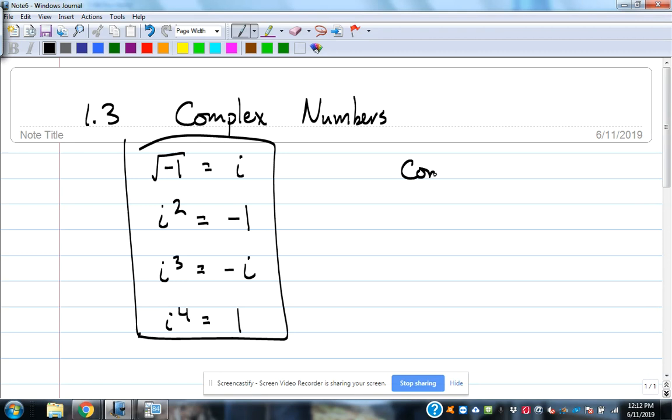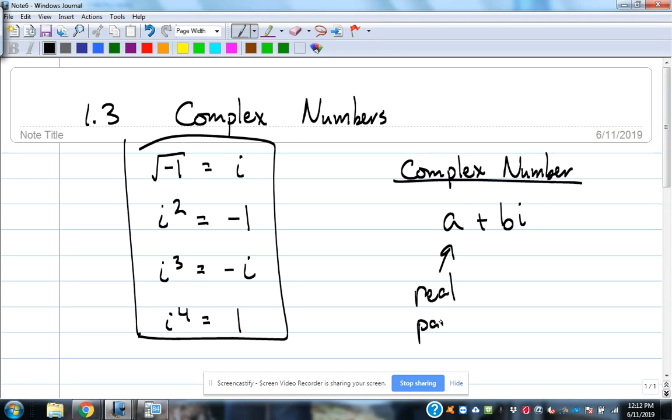When you're dealing with a complex number, it's in this form, a plus bi. This is the real part. This is the imaginary part. Complex number means you put them together. And then we're putting them together with either addition or subtraction here.